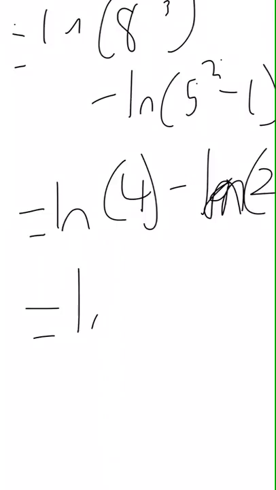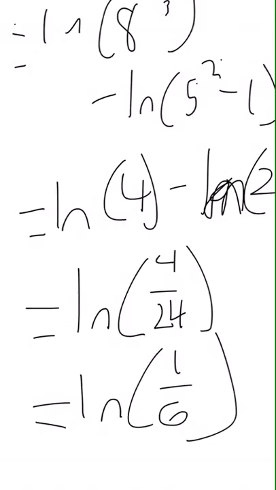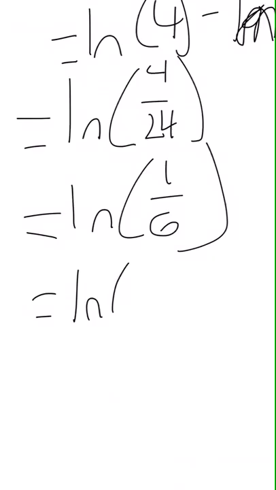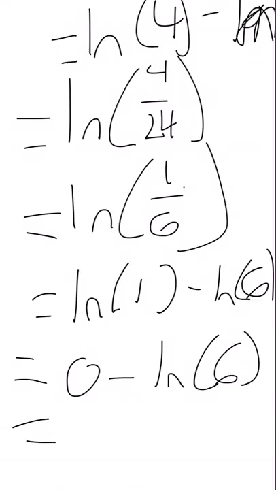If we want to combine those, that'd be natural log of 4 over 24, which would be ln of 1 over 6. And since we have something being divided, we can expand it into separate logarithms. Ln of 1 minus ln of 6, since we're dividing. Log base anything of 1 is always equal to 0, so 0 minus ln of 6, which equals negative ln of 6.